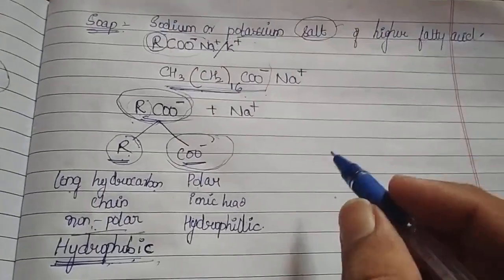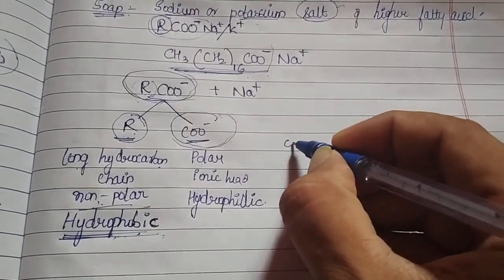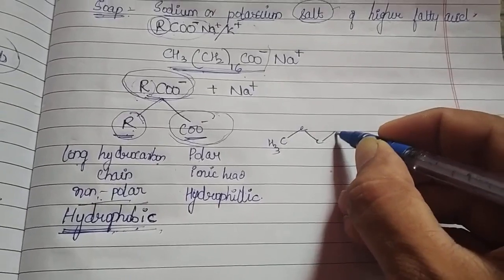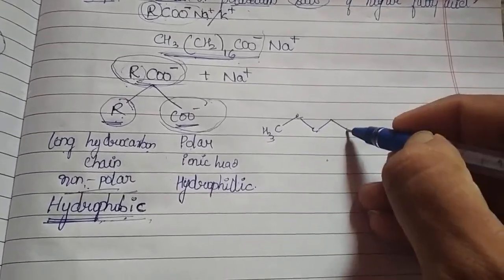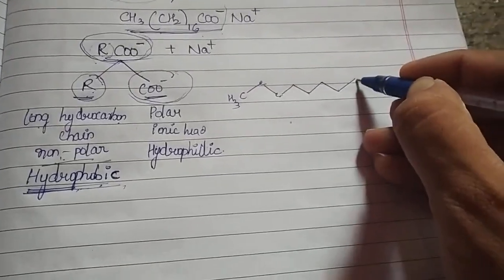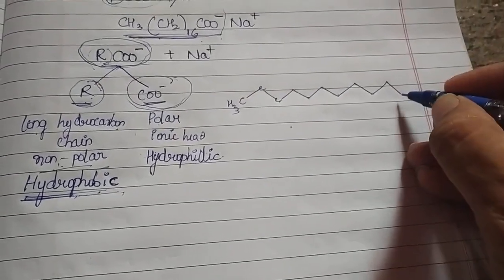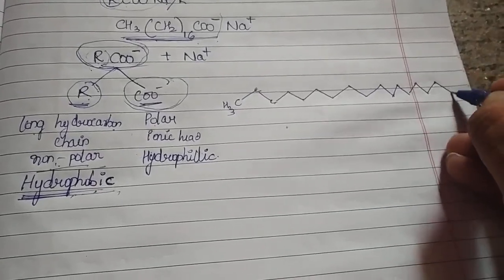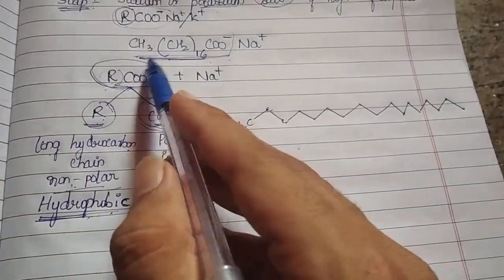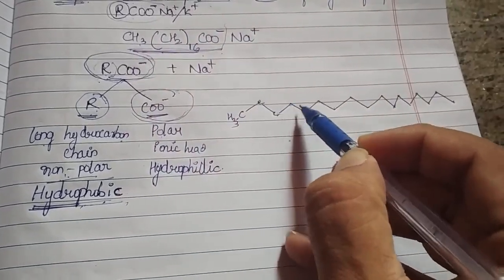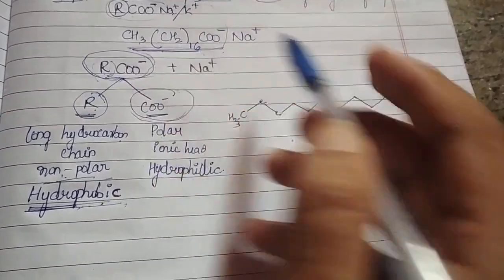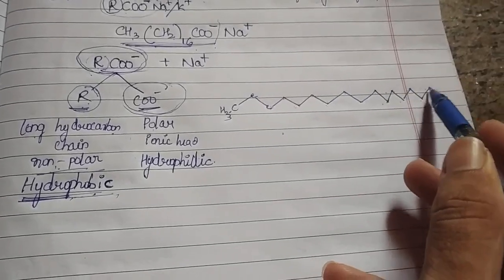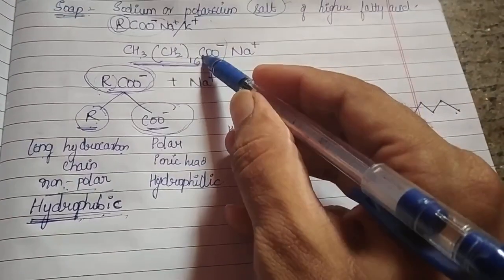Now let me show how we write this structure. Here we have CH3, then CH2, one carbon after another: 1, 2, 3, 4, 5, 6, 7, 8, 9, 10, 11, 12, 13, 14, 15, 16. Each intersection represents a carbon atom. CH2 is 16 times. Then afterwards we have the COO minus group.